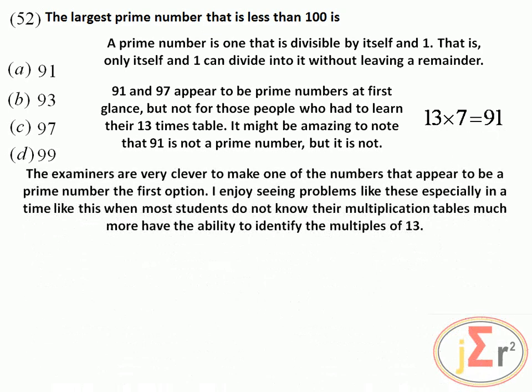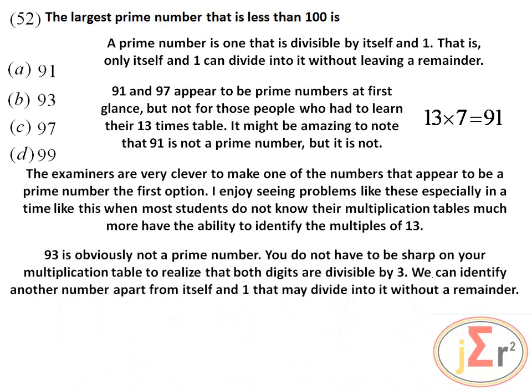The examiners are very clever to make one of the numbers that appear to be a prime number the first option. I enjoy seeing problems like these, especially in a time like this when most students do not know their multiplication tables, much less have the ability to identify the multiples of 13. So a problem like this is very fitting and appropriate, because nowadays students do not know their multiplication tables, much less develop the capability of identifying multiples of 13, of which 91 is one.